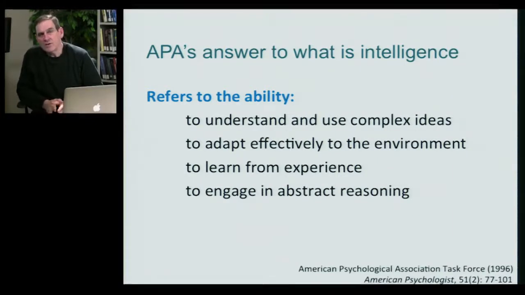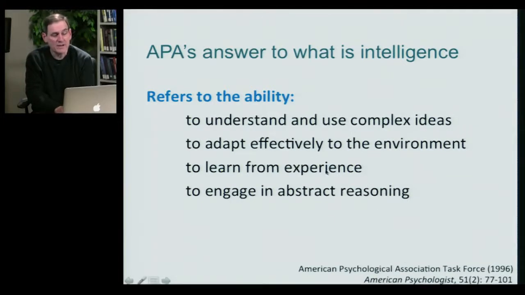And this is actually a very difficult process. And the last time they did it, I guess, was in 1996. And the outcome of that consensus effort is represented here. There's the publication on it. And this group then defined intelligence as the ability to do things like understand and use complex ideas, to learn from experience, to engage in abstract reasoning.